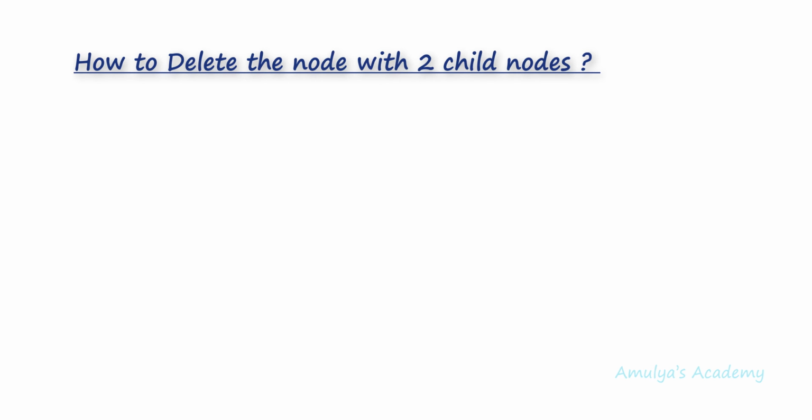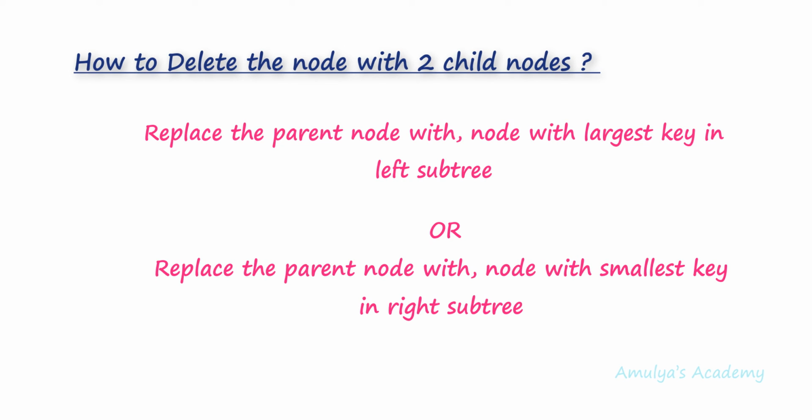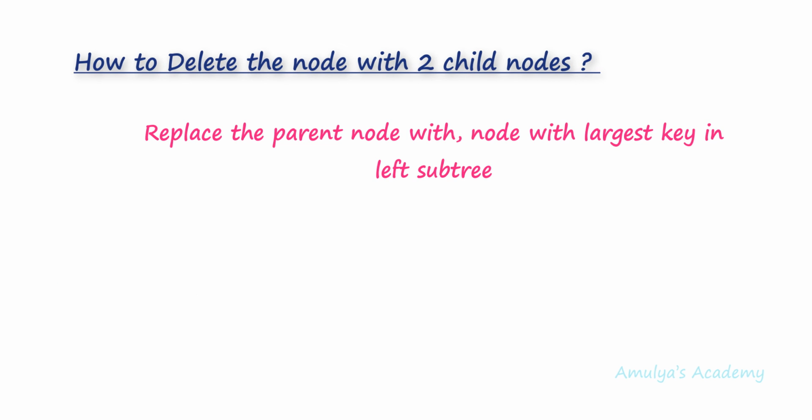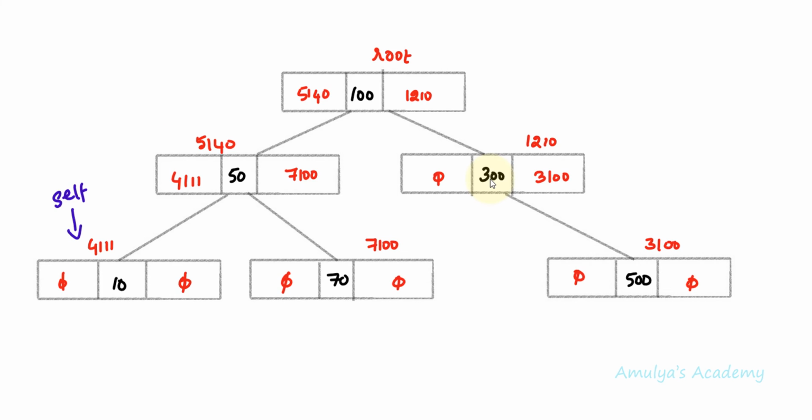While deleting the node which contains two child nodes, we have two options. One is, either we can replace the deleting node with the node with the largest value in the left subtree, or the node with the smallest value in the right subtree. I'm picking the second option here. So we'll replace the node with the node which contains the smallest value in the right subtree. So here, if I want to delete this node, first I need to find this node with the smallest key in the right subtree.